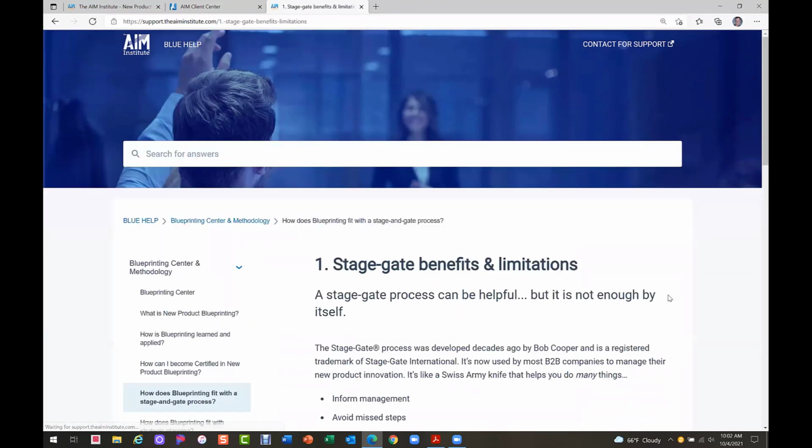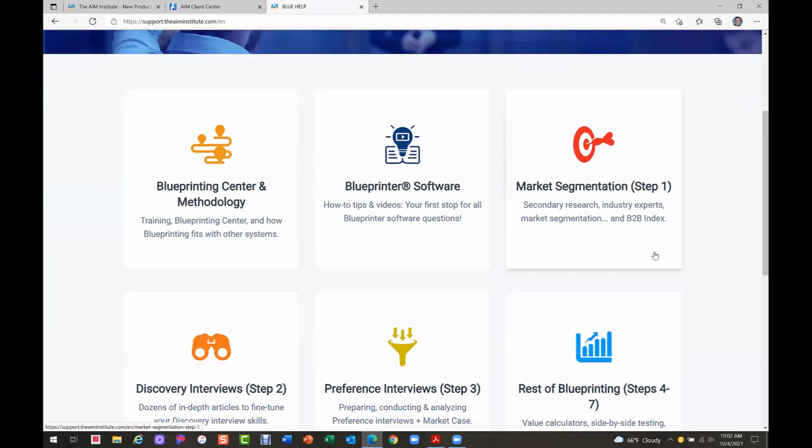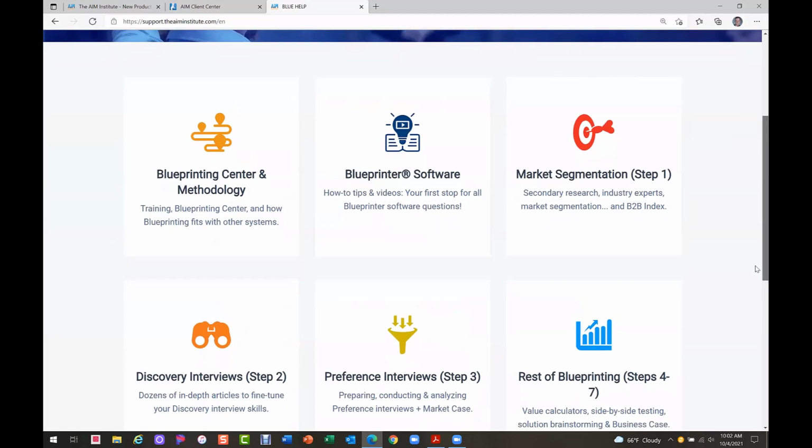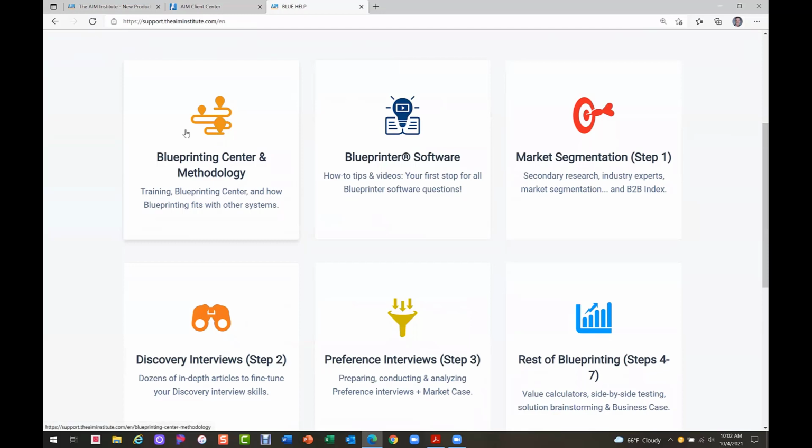But let me also show you just where this thing is at, just so you kind of get a sense for our organization here. These are the main 6 sections we have on blueprinting here. The first one's kind of a catch-all. It's on the Blueprinting Center and a lot about how we fit with other systems. So if somebody asks you about lean or strategy or how it fits with product launch, there's a good chance it's in here. Then we have the software, and then you see us going through the major steps.